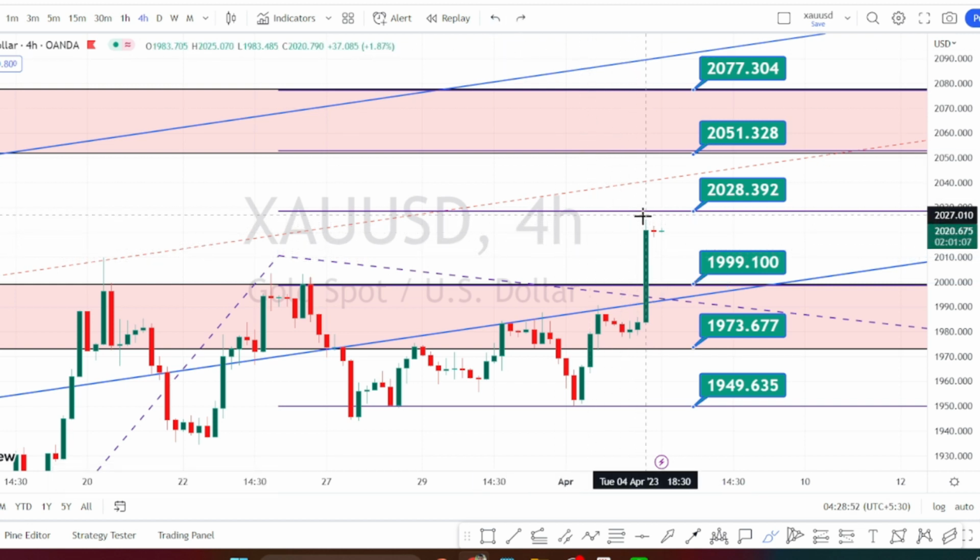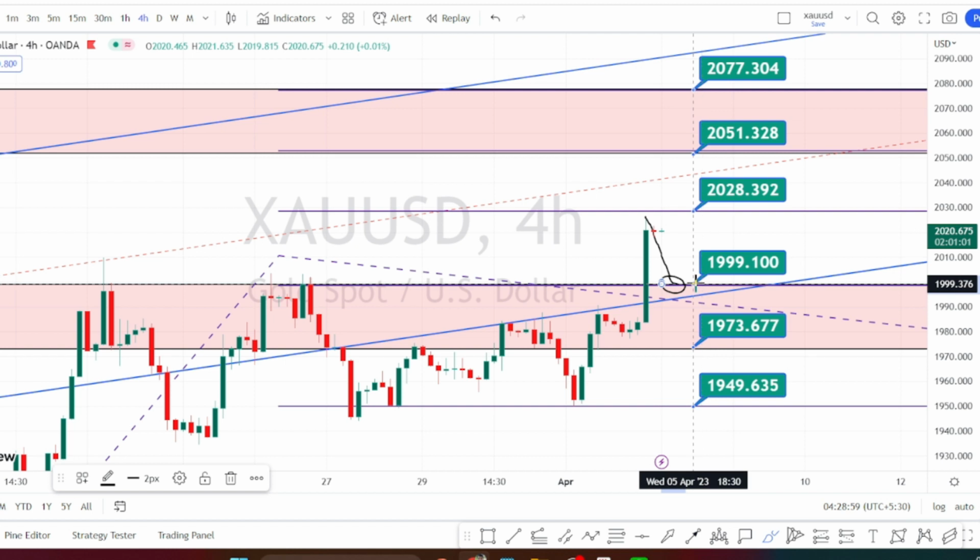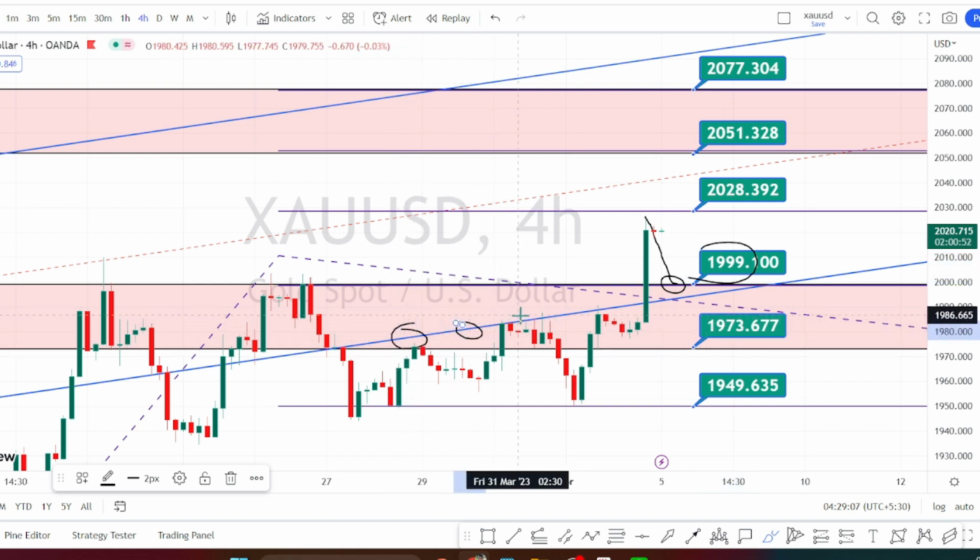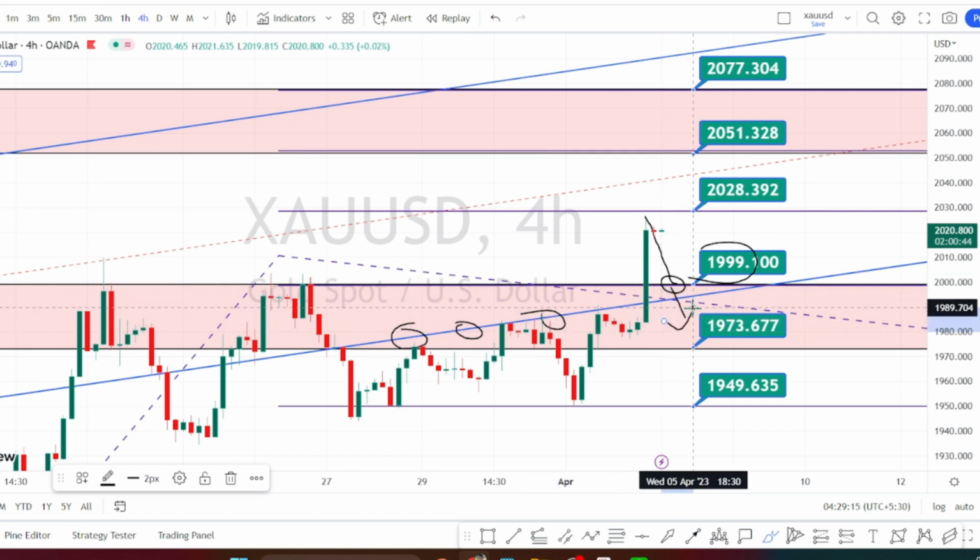And even if the price action bounces back on the retracement, we can again expect it to take support on the previous resistance level, which will be acting as a support level for the future price action. And also we have the daily time frame trend line or the support line running over here, which will support the price action from falling further on the bearish side retracement.